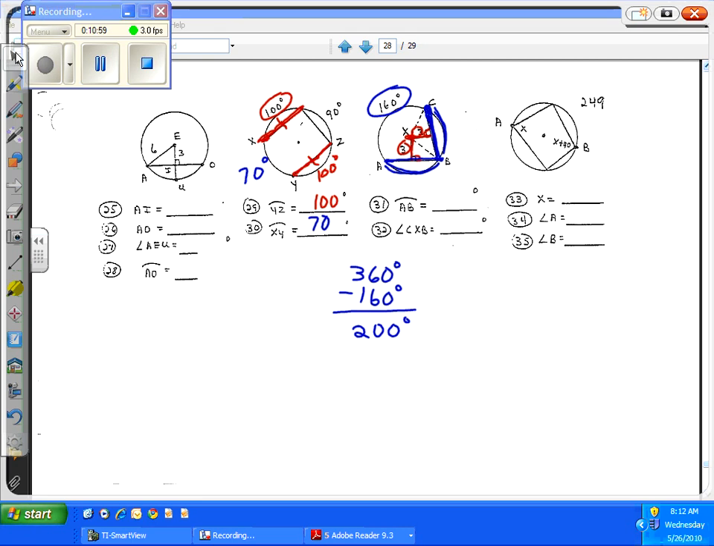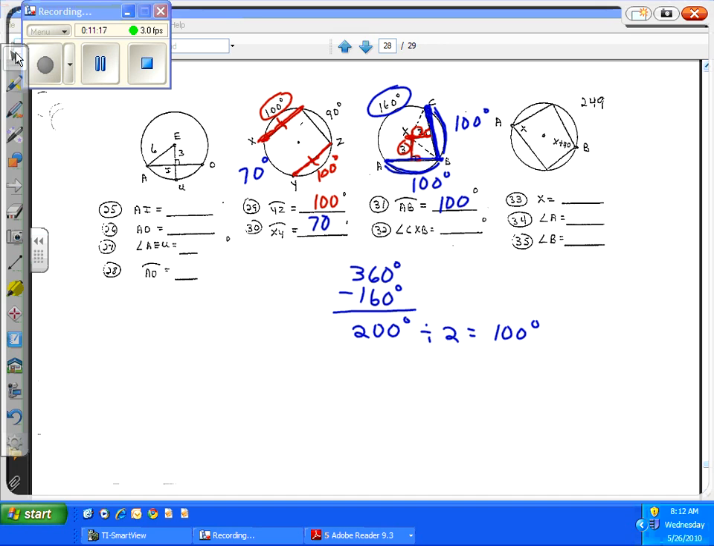Now we know that a circle is 360 degrees. Everything but arc AB and arc CB is 160. So 360 minus 160 would give us the sum of arc AB and CB. Since they're the same, we could divide their sum by 2 and get the measure of each one. So arc AB is 100 degrees and arc CB is 100 degrees.